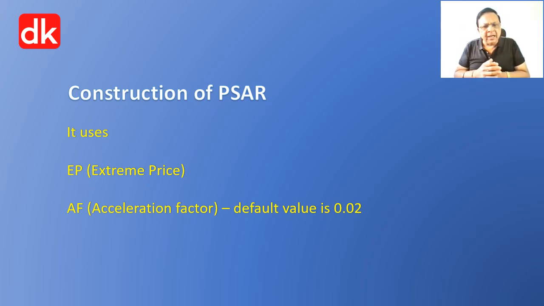And that acceleration factor, the default value is 0.02. Now, each time a new extreme value is generated, the parabolic SAR shifts by a multiple of 0.02. And this is how, in a trending market, it can be used as a stop loss and trailing stop loss, because the moment the price goes up, this is likely to move up. So these are the two factors that are used to arrive at the value of parabolic SAR.